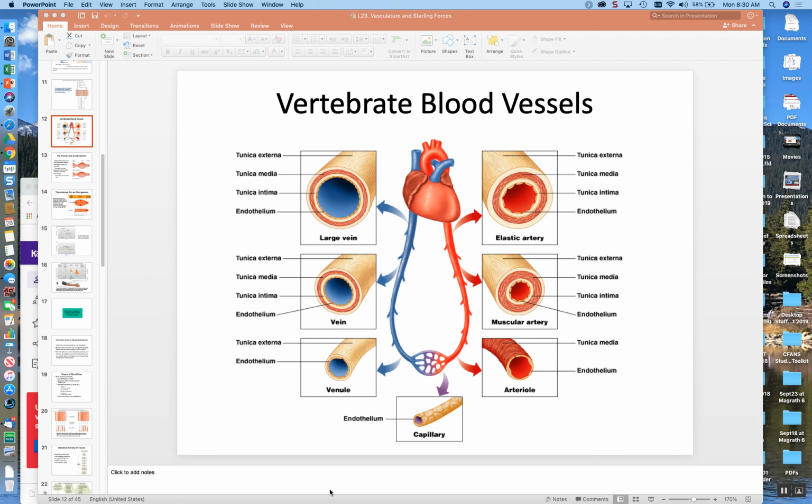I do want to finish up with the vasculature this morning. I have a couple of games that we're going to play today, so I do have prizes. That'll help with the review session.